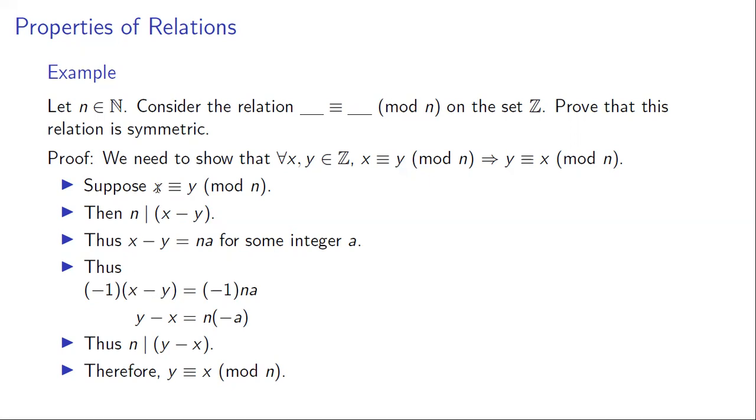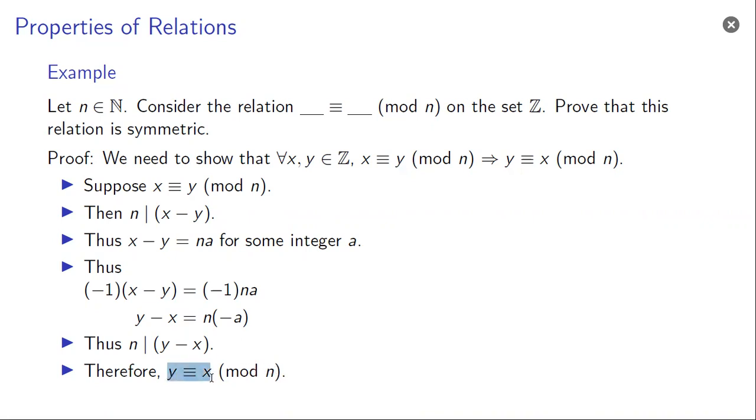So we start off with x is congruent to y mod n. Then we apply the definition of that to get this. Then we apply the definition of divisibility to get this. So at that point, we have x minus y is equal to na. Now, what is our goal? Our goal is to show that y is congruent to x mod n. That's the then part. That's what we're trying to show.